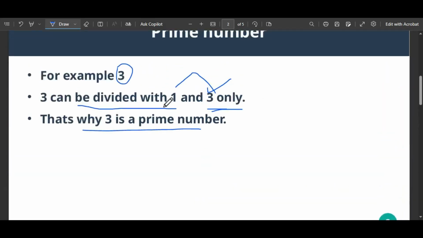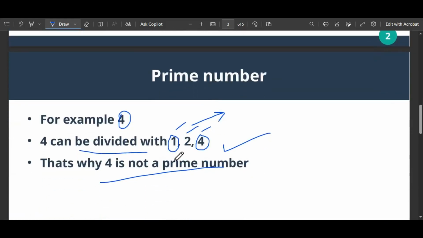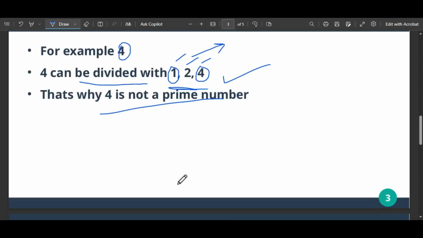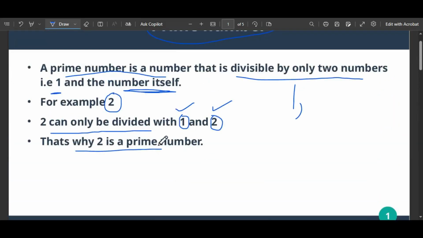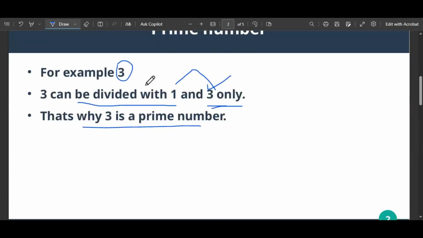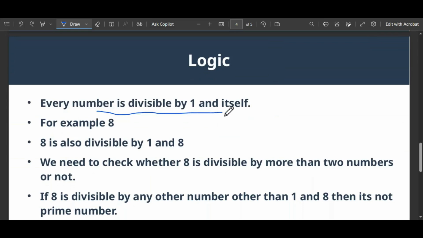In the above two cases, there are only two numbers that can divide the prime number, that is 1 and the number itself. Right? Here there are three numbers that can divide it. That's why it's not a prime number. Now, if you try to analyze all three patterns, that is in case of 2, in case of 3 and in case of 4, every number is divisible by 1 and itself.